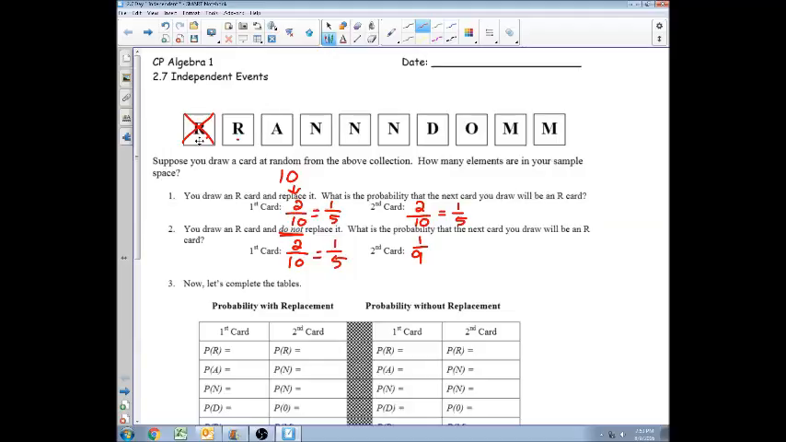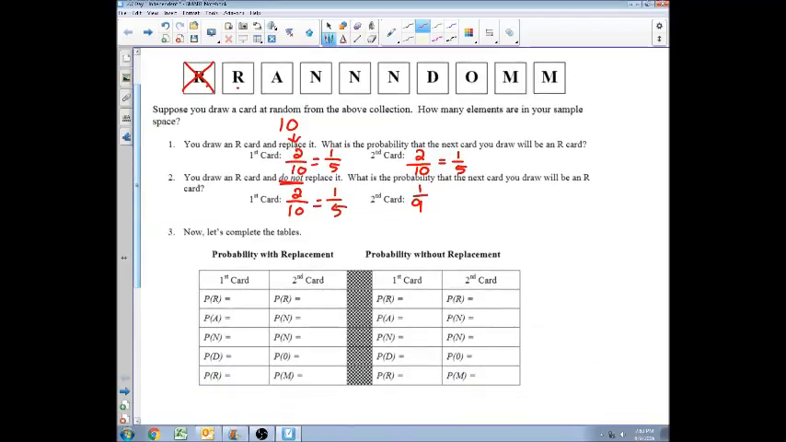So now let's complete the table. We're still using these cards that are at the top of the sheet, the cards that spell the word random. Okay, now let's complete the tables. The probability with replacement. So after I pull the first card, I'm going to put that back in the deck. So the first card is the probability of an R. Again, we just went over that. It would be 2 over 10, which is 1 over 5. The probability the second card would be an R. Well, since I replaced it again, it would be 2 over 10, or 1 over 5.